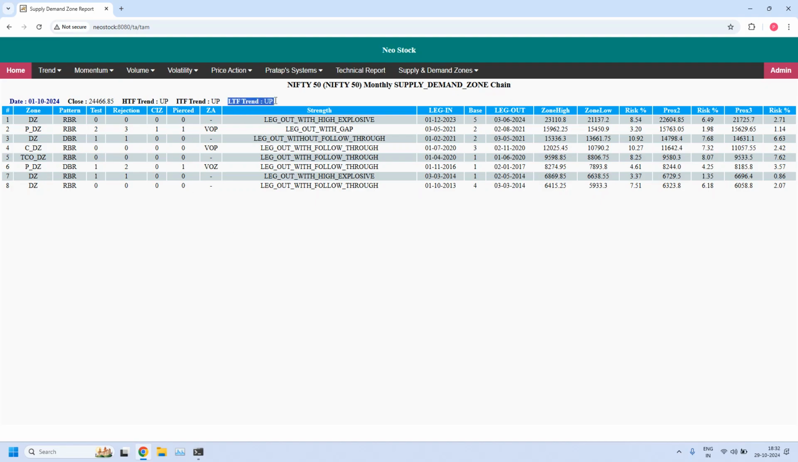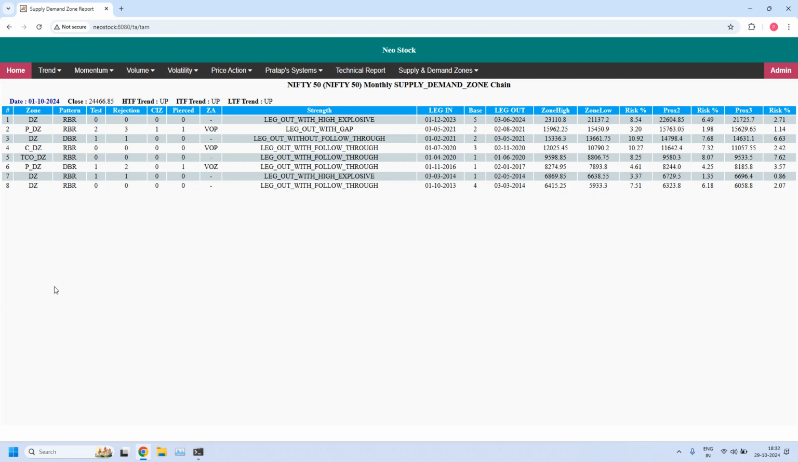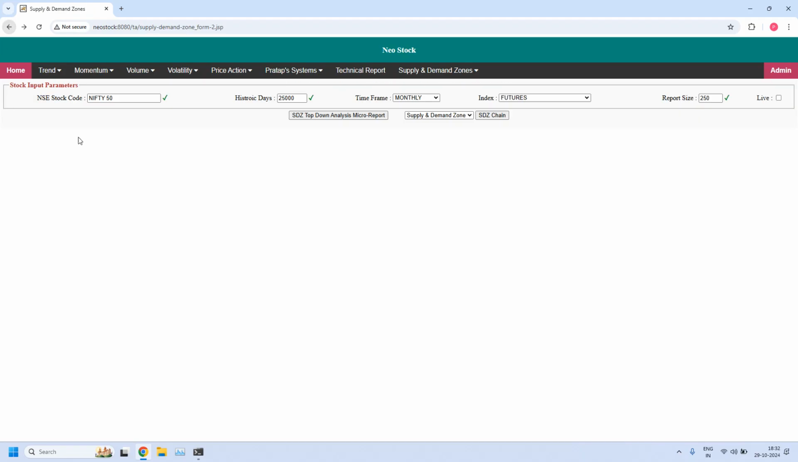Always look into the LTF trend to find the trend of the current time frame you have selected. You already know one time frame higher is ITF and one more time frame higher is HTF. This is the way you should understand the remaining reports, and also don't forget to pause the video between one report and another because I am giving you only a few seconds. Okay, next I am changing the time frame to weekly, generating the weekly supply demand zone chain for Nifty.